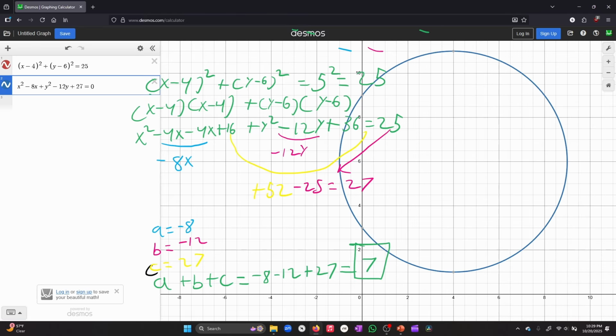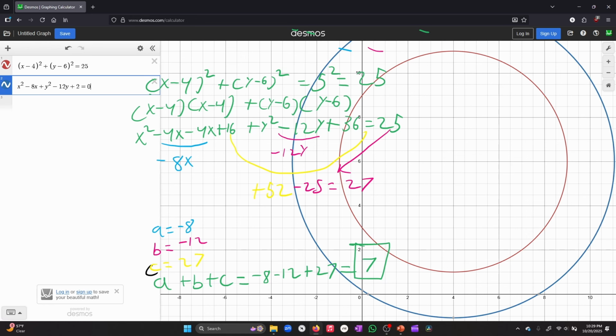And you see how the blue is perfectly in line with the red, right? If we'd messed up, we'd make a different type of circle. Let's say we had plus 2 equals 0, right? Yeah, exactly. That makes a different size circle. So that 27 is defining it for us.